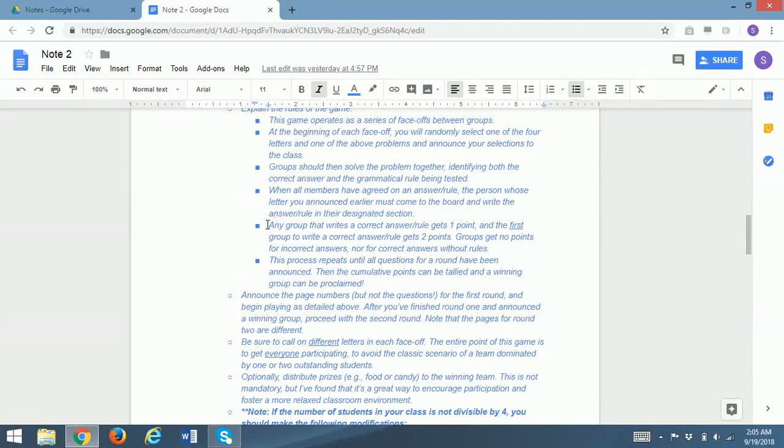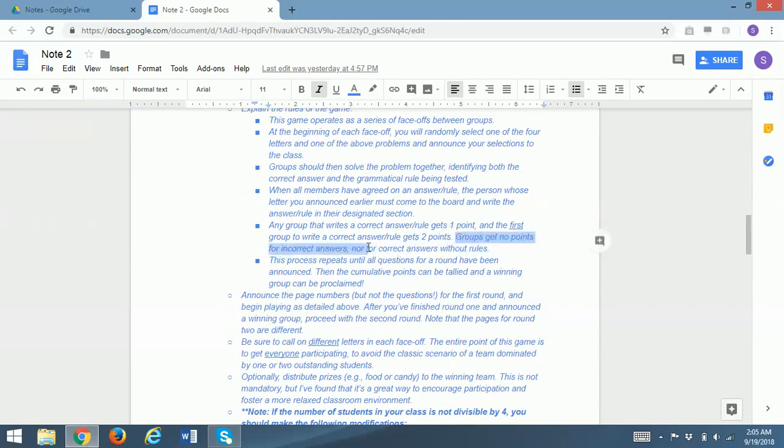So that's that. But of course, this is a game, this is a competition, so there are points involved. The way I've done the scoring in the past is that any group that comes up with a correct answer and rule gets 1 point, but the first group to write the correct answer and rule gets 2 points. So there is a time element.